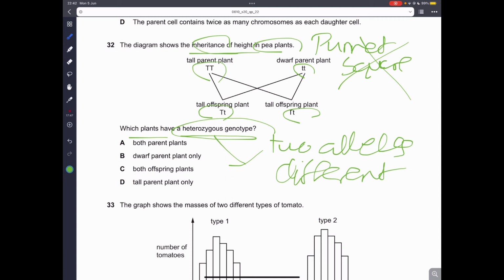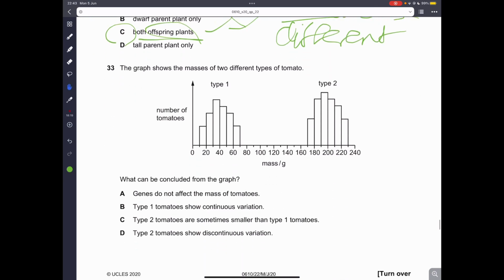So it could not be 1, it could not be 2, or the tall parent, it could not be the dwarf parent, because they both are homozygous, which means both of them are the same. They both contain the same alleles. The alleles are not different. But if we look at the offspring plants, they both contain different alleles. This means they are heterozygous. So both offspring plants contain them, so C is the correct answer.